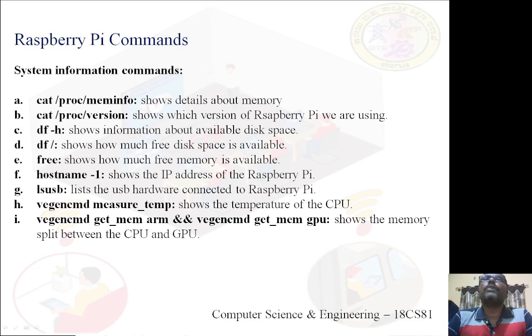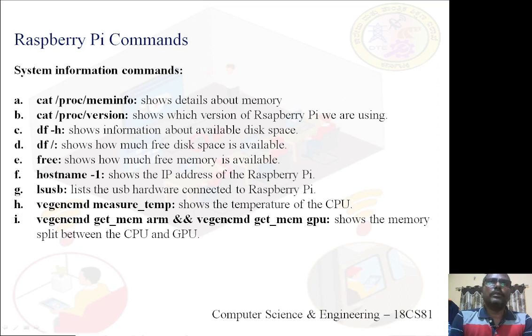df -h shows information about available disk space. df / shows how much free disk space is available. What is the front slash? It's the root directory. free shows how much free memory is available. df, how much free disk; free, how much free memory. hostname -I shows the IP address of the Raspberry Pi computer.